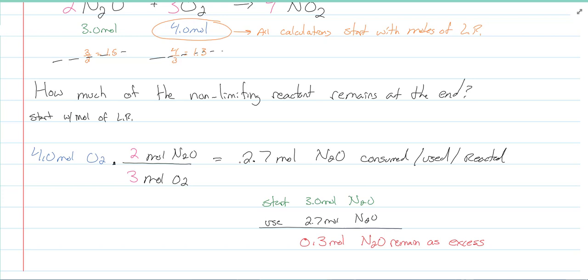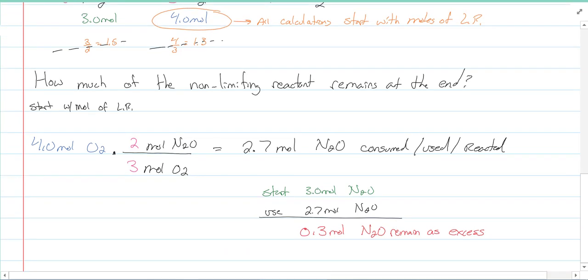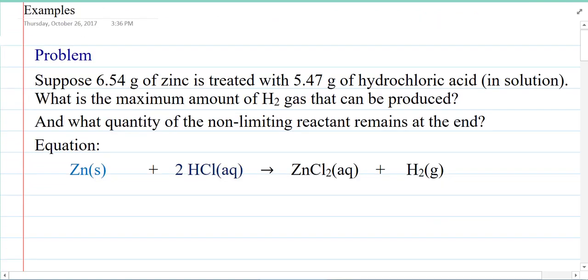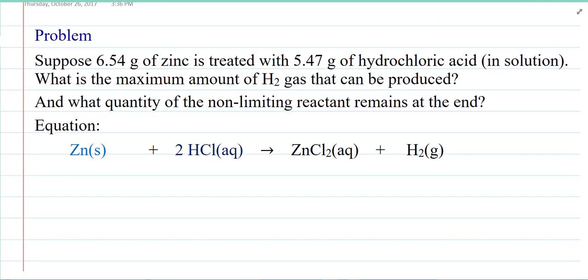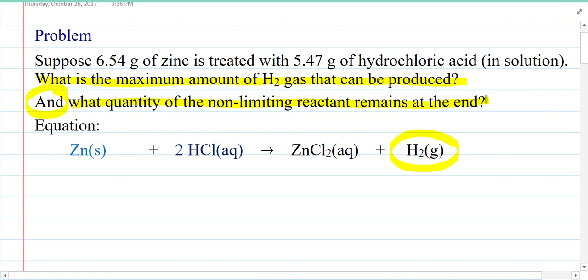Let's do a problem of limiting reactant, and we'll come back to theoretical yield. So the problem is you have 6.54 grams of zinc treated with 5.47 grams of hydrochloric acid in solution. So you know it's aqueous. Here's the question. What is the maximum amount of H2 gas that can be produced? So we're looking for that. And 2 parts. It's kind of like take out the trash and put a new bag in the trash can. And what is the quantity of the non-limiting reactant remaining at the end? So we have 2 parts to this problem.